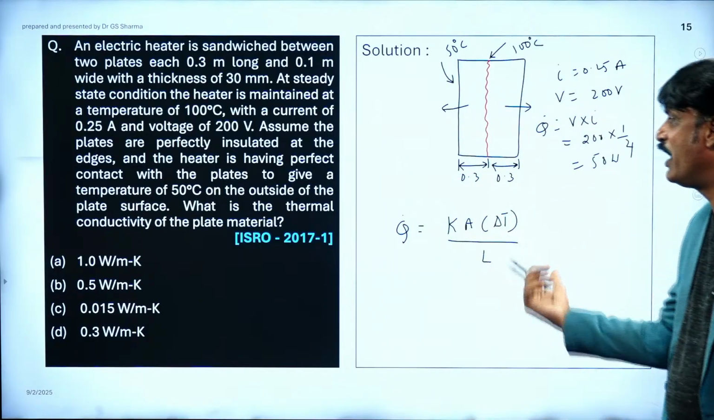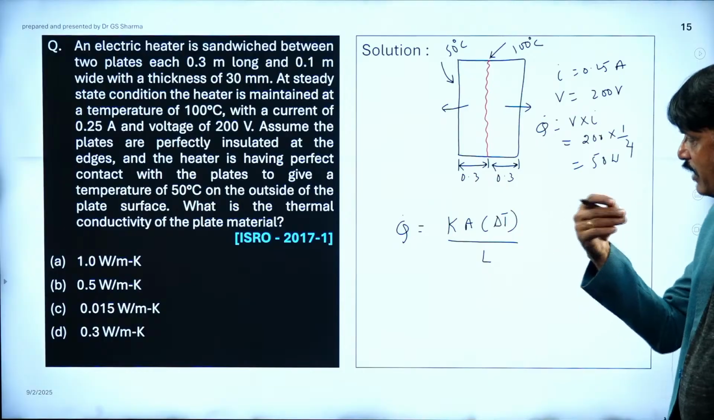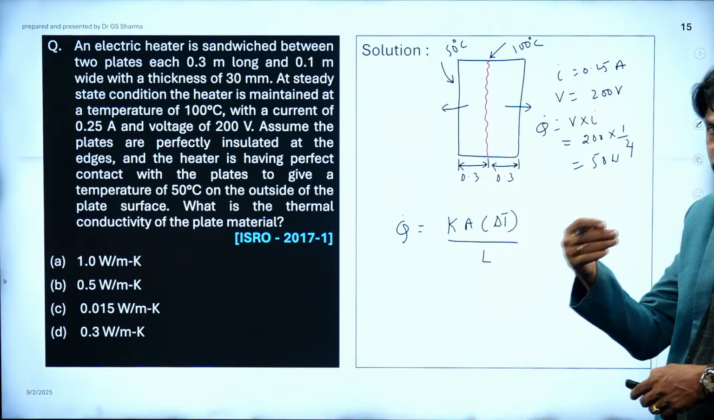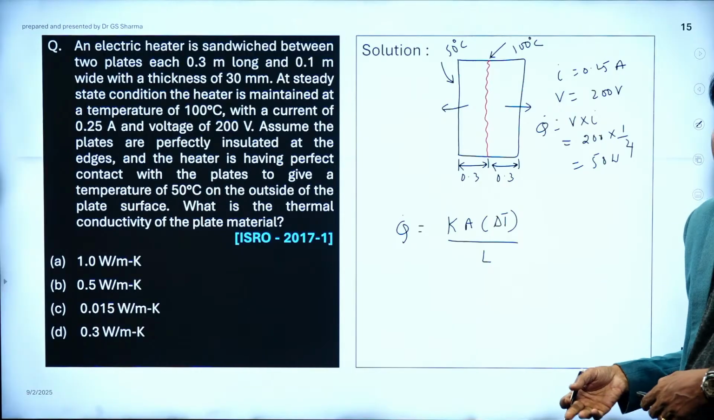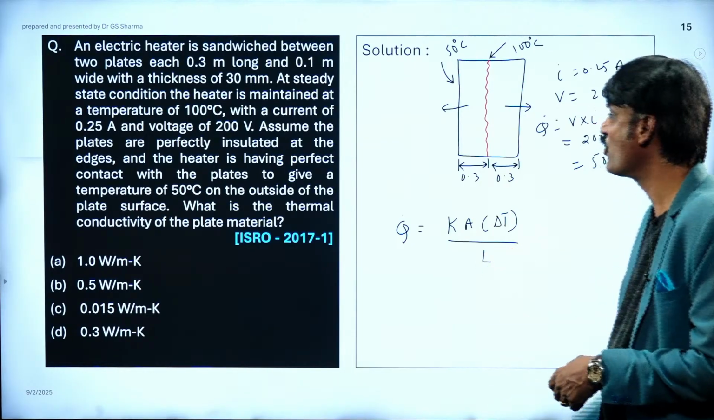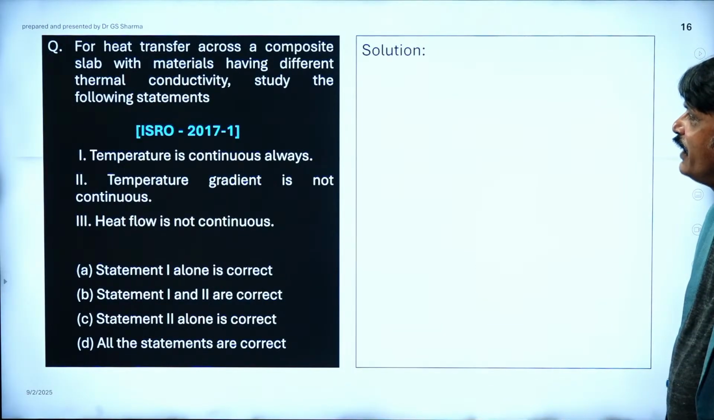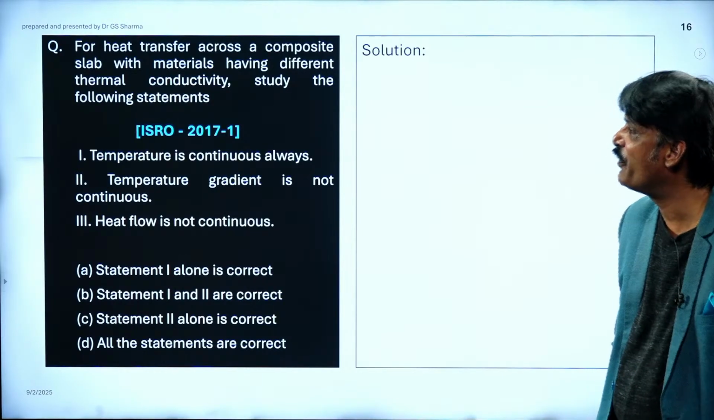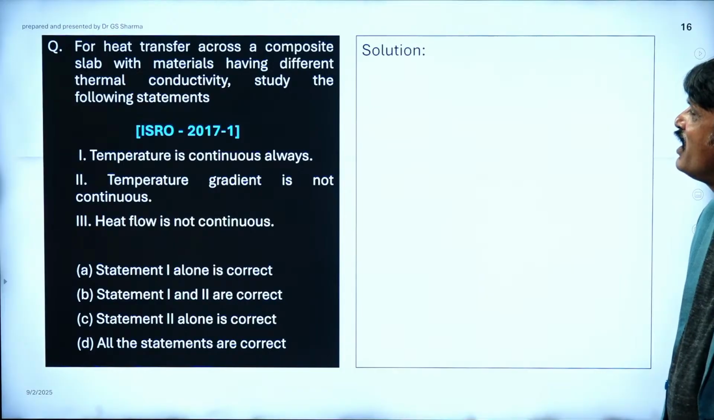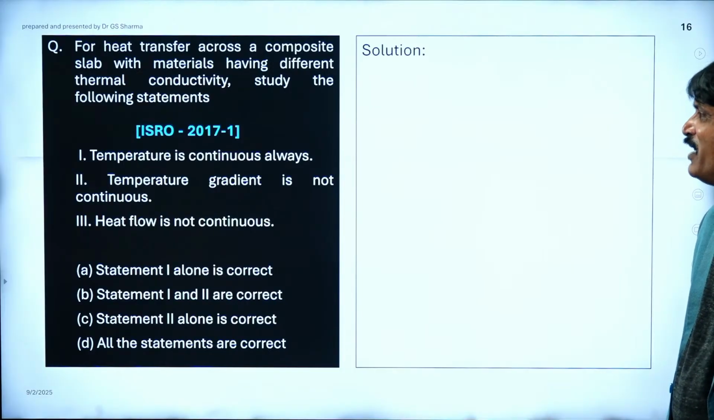And that should fetch you the answer. So they're trying to target the questions on the basic formulas, because I have a lot more questions to go. So you can solve using this. Then, for heat transfer across a composite slab with materials having different thermal conductivities, study the following statements.